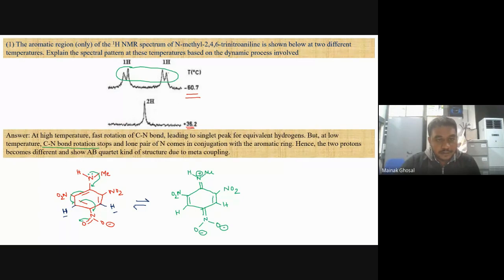And the lone pair of nitrogen comes in conjugation with the aromatic ring. Hence, the two protons become different, and so you get an AB quartet kind of structure due to beta coupling. Right. So this is the reason you will see this kind of structure, and this is the reason you need a low temperature NMR or a variable temperature NMR, from which you will be able to determine this kind of stereochemistry or orientation.